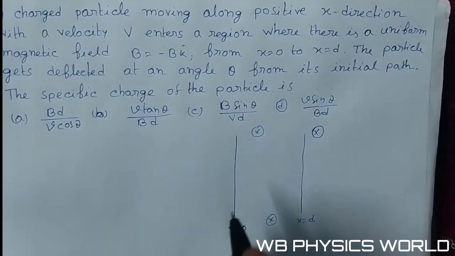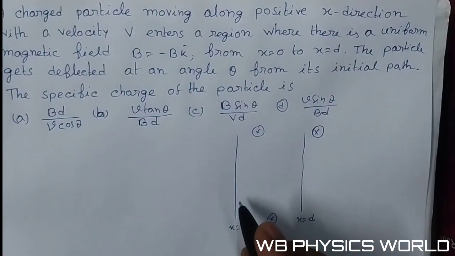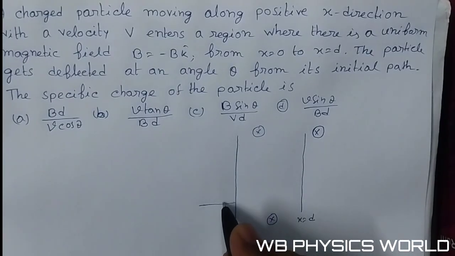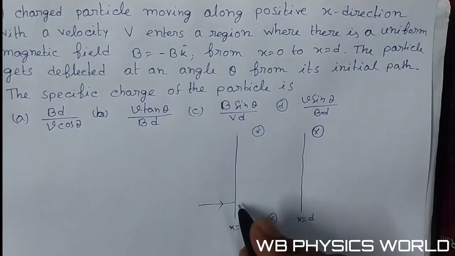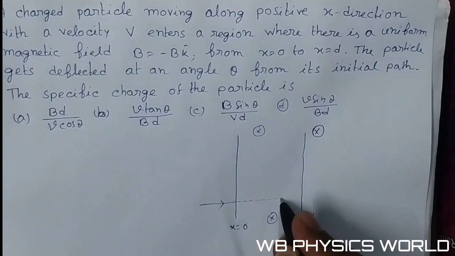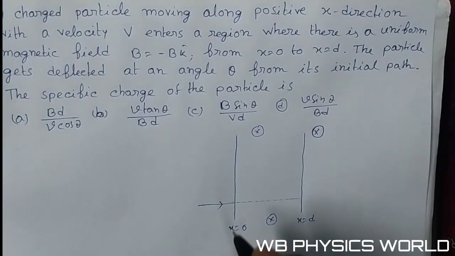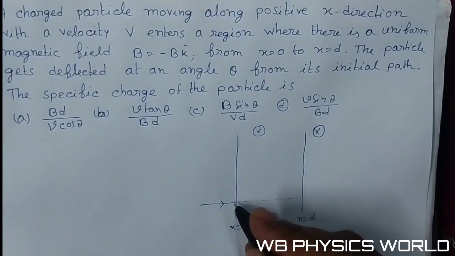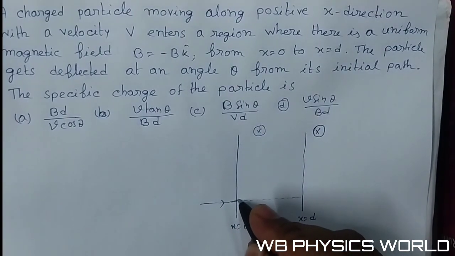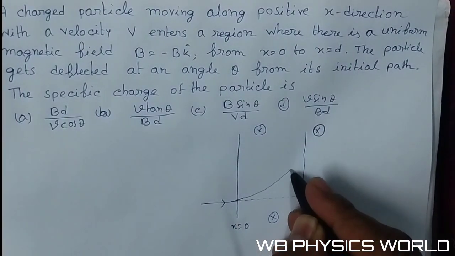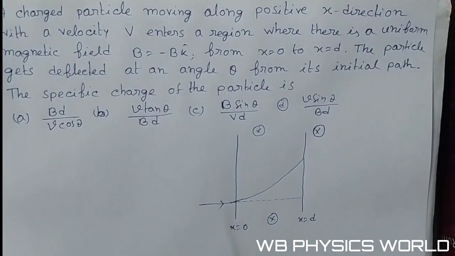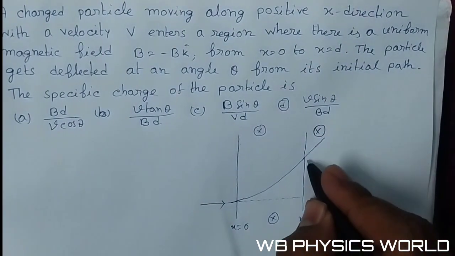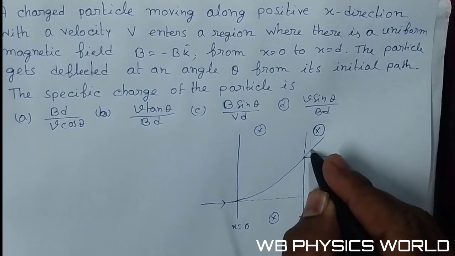Now the particle moving along the positive x direction, that is in this direction, and when it enters the magnetic field, then it gets deflected by an angle theta.